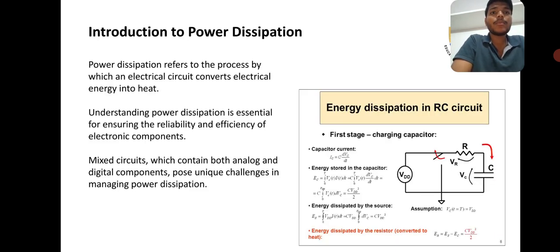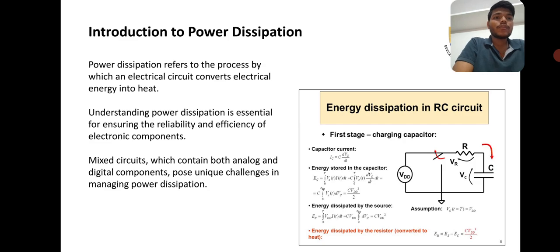Introduction to power dissipation. Power dissipation refers to the process by which an electrical circuit converts electrical energy into heat. Understanding power dissipation is essential for ensuring the reliability and efficiency of electronic components. Mixed circuits, which contain both analog and digital components, pose unique challenges in managing power dissipation.